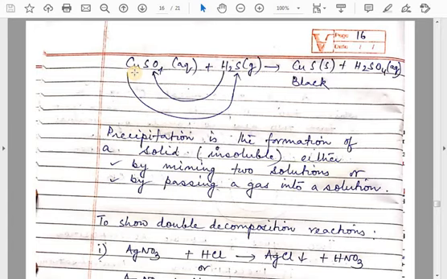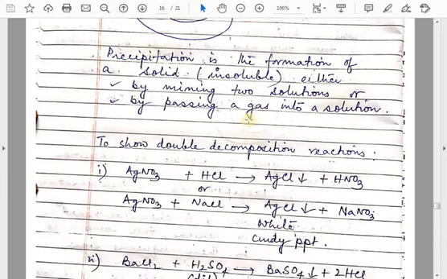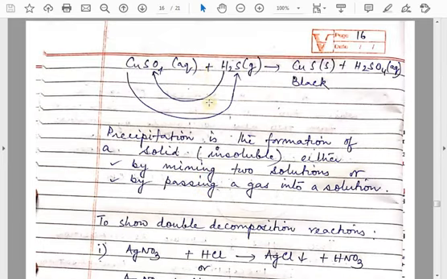Copper sulfate, when it reacts with hydrogen sulfide gas, gives copper sulfide, which is black in color, and H2SO4. Now, precipitation is the formation of a solid which is insoluble, either by mixing two solutions or by passing a gas into a solution. Both the examples are shown above.